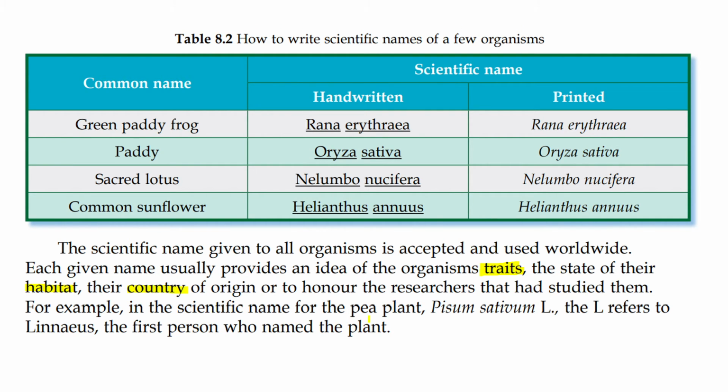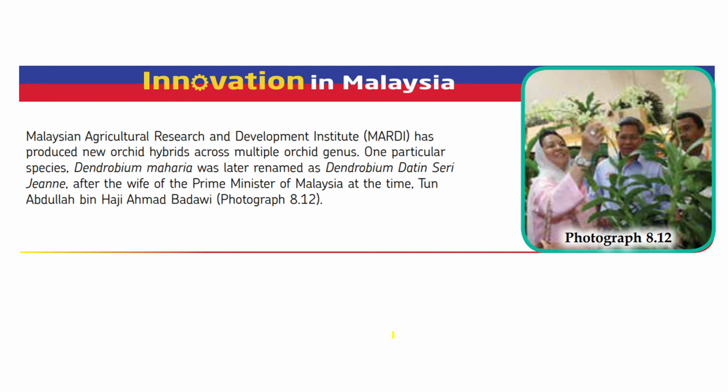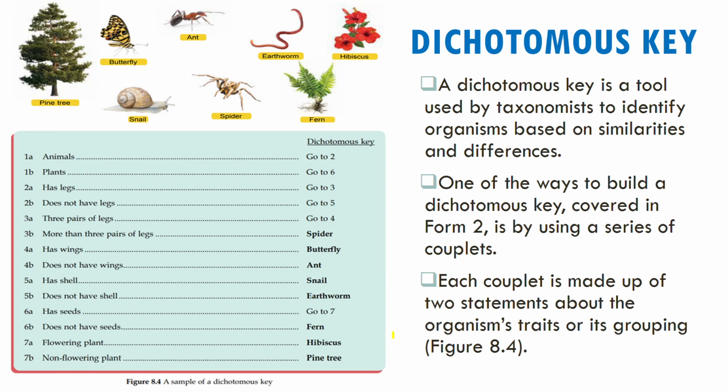Okay, for example, kalau pea plant, okay, we will be looking at this plant in chapters to come. Pisum sativum L. Okay, ada L di sini. It is referring to Linnaeus, okay, which was the first person to name the plant. Alright, this one is innovation, which is in Malaysia.